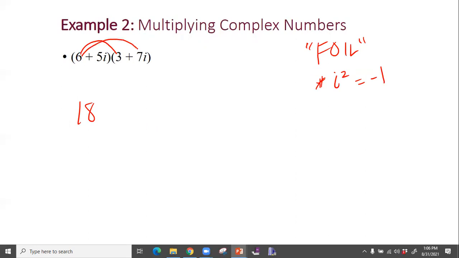So we have 6 times 7i is 48i. We're going to do our inside terms. Gives us 15i. And we're going to do our last terms, which gives us 35i squared. Nope, it's 42. Making sure you were paying attention.